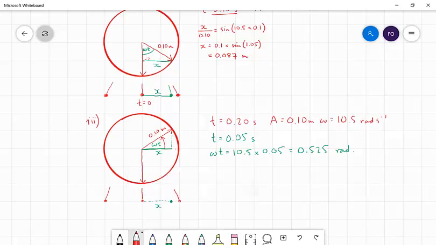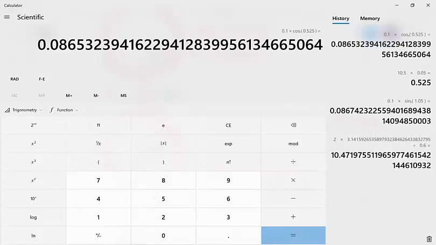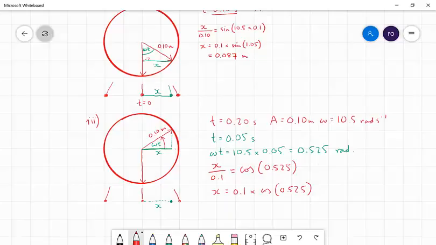So, 0.1, no, sorry, it's x over 0.1 is equal to the cosine of 0.525. So x is equal to 0.1 times the cosine of 0.525. So 0.1 times 0.525, and then we'll take the cosine of that, and that gives us 0.087 again.